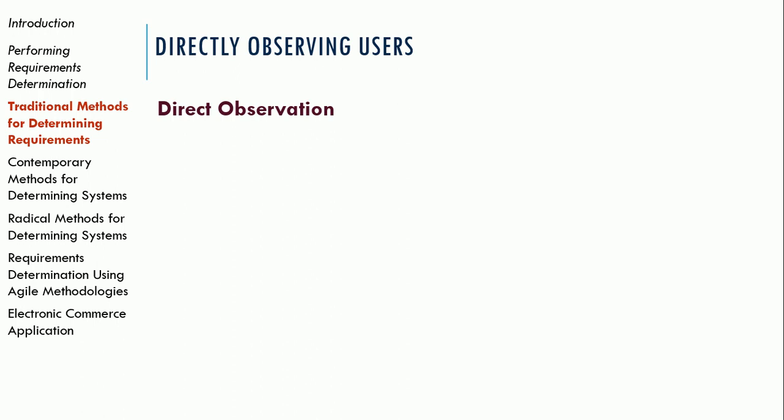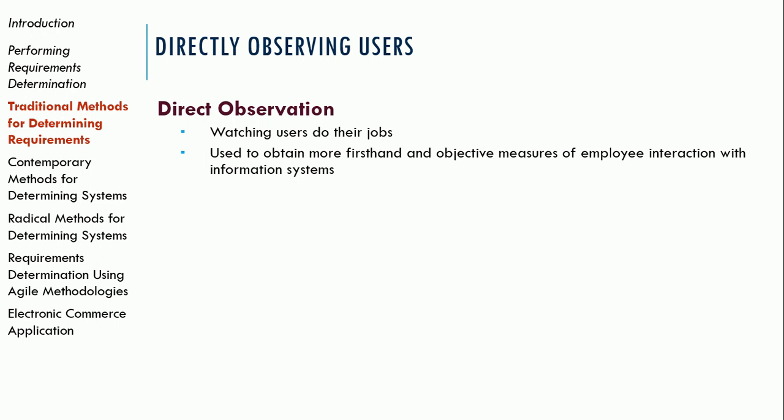All right, the next thing we can do after interviews, the next option, is going to be direct observation. This is where we watch users doing their job. It's going to be used to obtain a first-hand objective measure of how the employee interacts with the system.